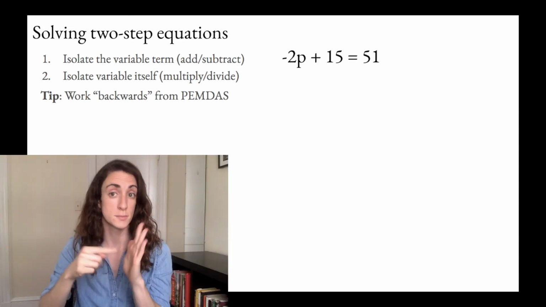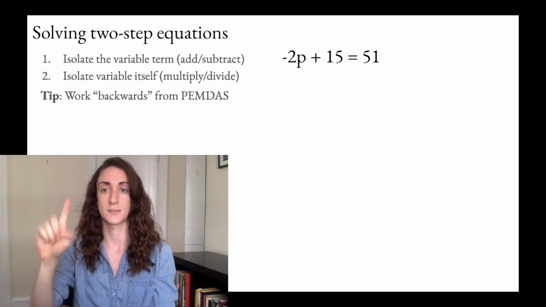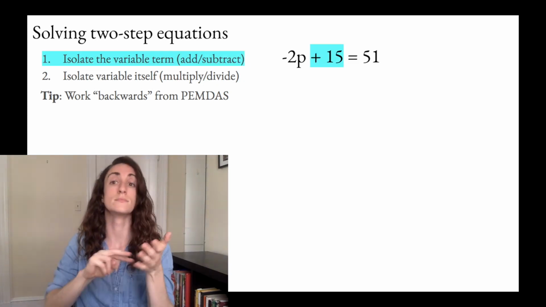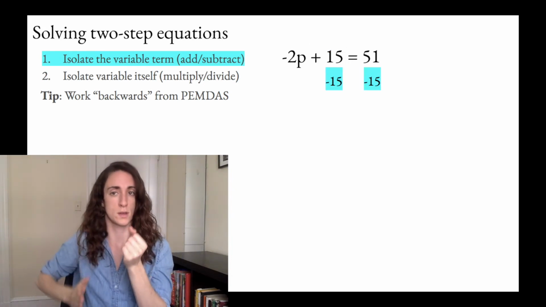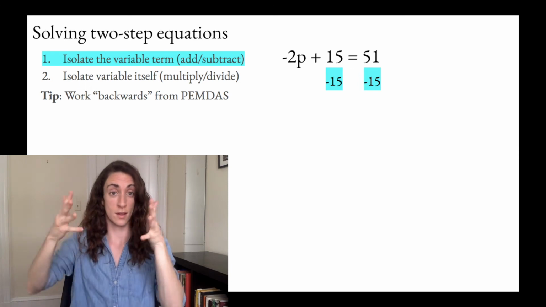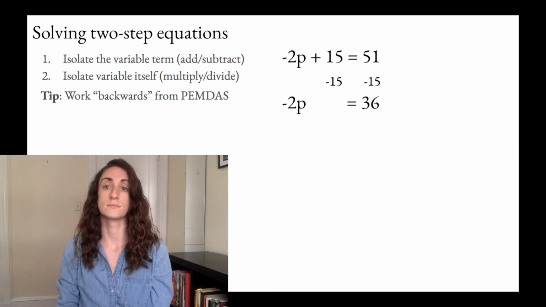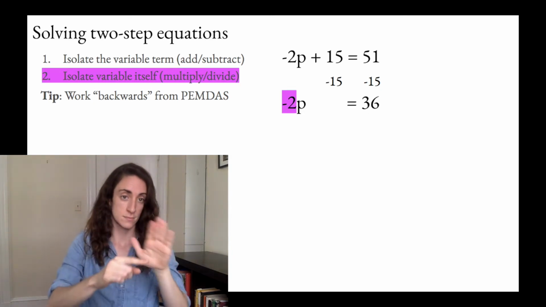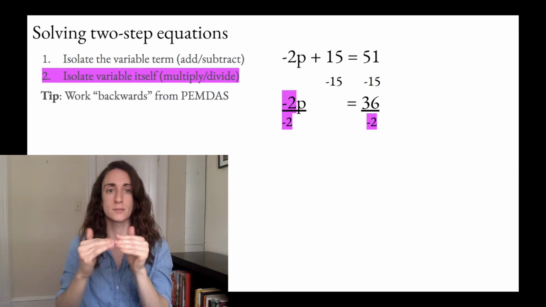In the next example, we have negative 2p plus 15 equals 51. So again, we'll start with this adding and subtracting. So we have plus 15, and we'll undo that by subtracting 15 from both sides. From there, we have negative 2p equals 36. Then to get rid of this multiplication of negative 2, we'll divide both sides by negative 2, which will give us p equals negative 18.